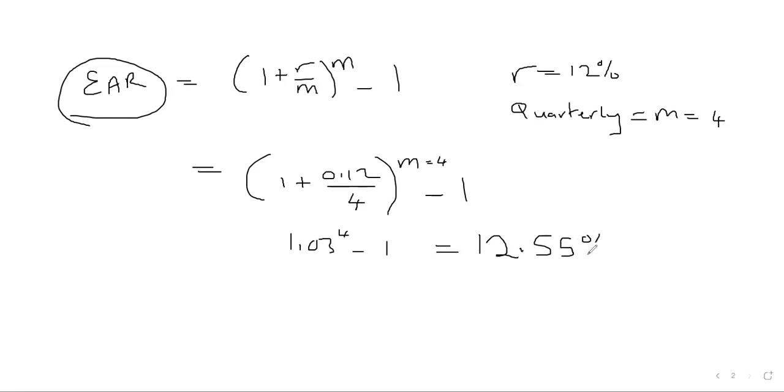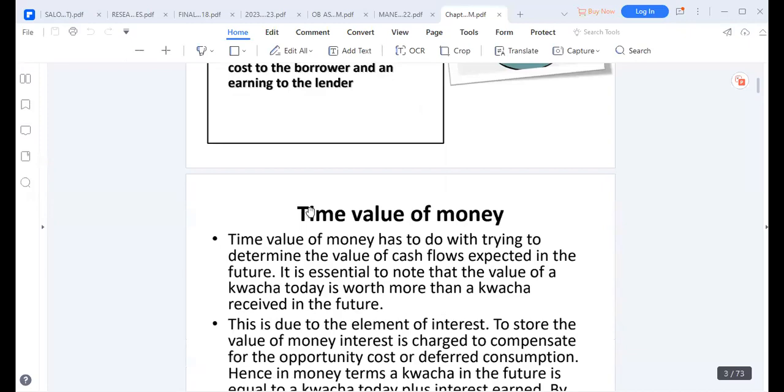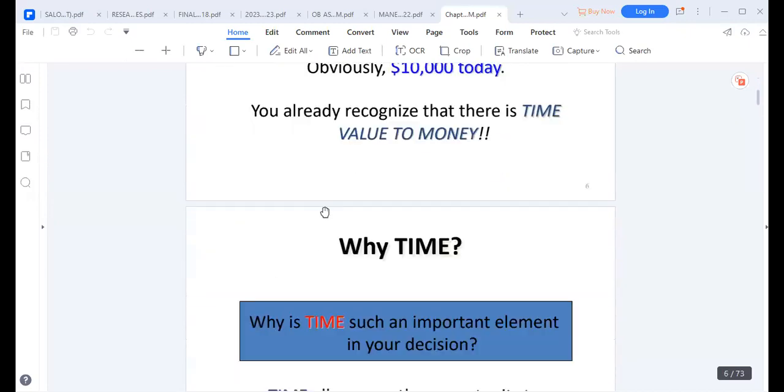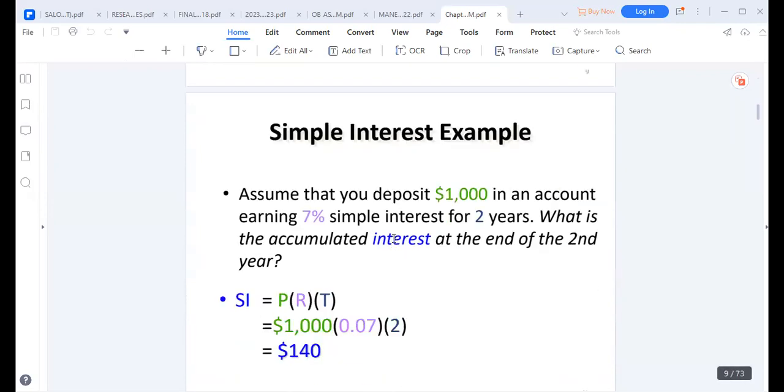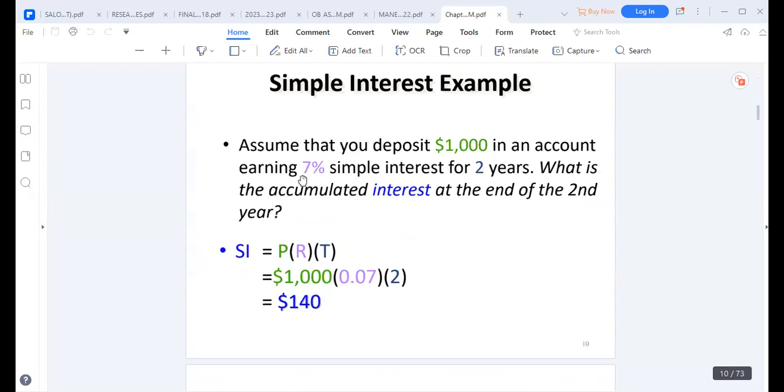Now let's get back to what our question is asking. We'll start with simple interest. When we're dealing with simple interest, we are using the formula interest is equal to PTR, time is in years. Now, we're going to look at this question, where you're asked to say, suppose we have 1,000 kwacha, which is earning a simple interest of 7% for 2 years. What is our interest at the end of the second year?